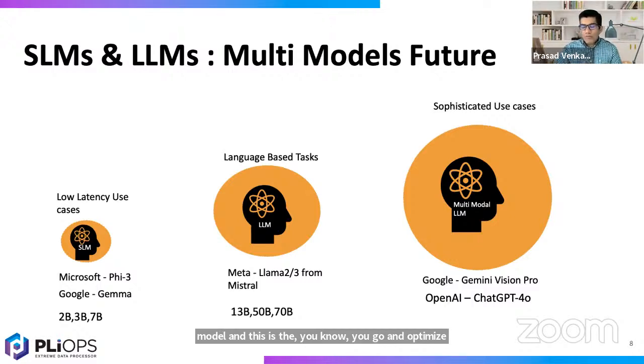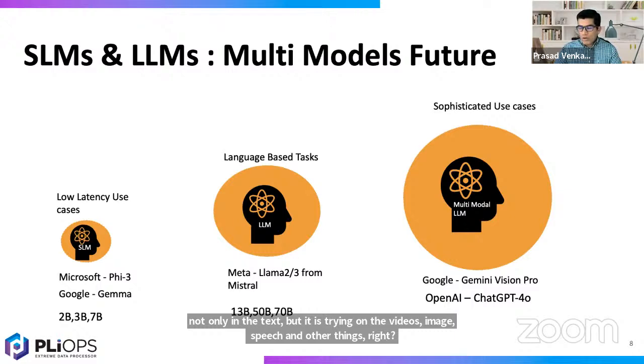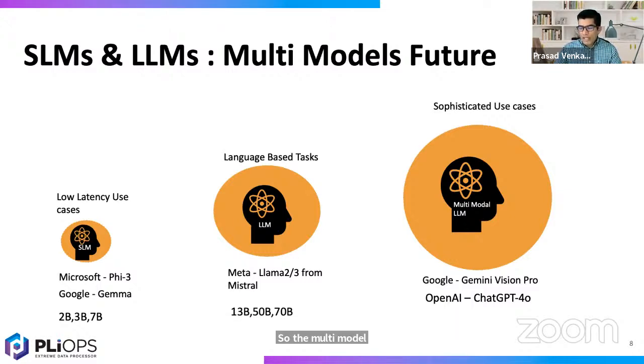Then the third category falls into the sophisticated use case, which is a multimodal LLM. The first two are meant for text, right? You are generating the text out of it. So when you think about multimodal, these models are trained not only on text, but also on videos, images, speech, and other things, right? So multimodal LLMs come into the picture, where Google Gemini Pro and the recent OpenAI ChatGPT 4.0 all fall into this category of multimodal LLMs.